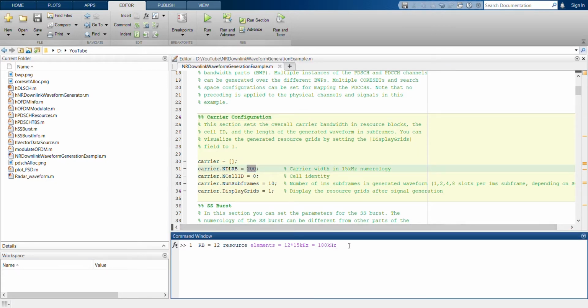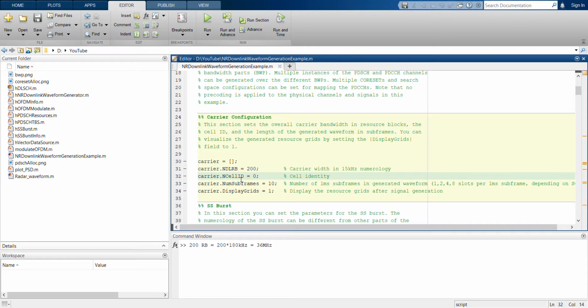So in this case, if you have 200 resource blocks, that means you have 200 into 180 kilohertz, which comes to around 36 megahertz. So here you have to define the bandwidth of your signal in 15 kilohertz subcarrier spacing. For this example, we have 36 megahertz of bandwidth. And this cell ID part, you don't need that right now. We will use that later. But the other important thing is this number of subframes.